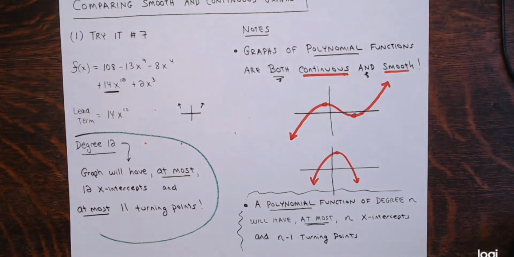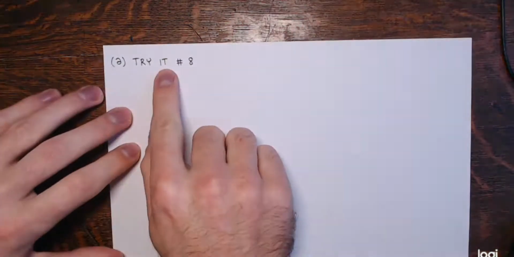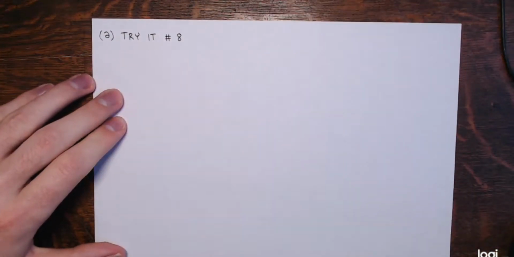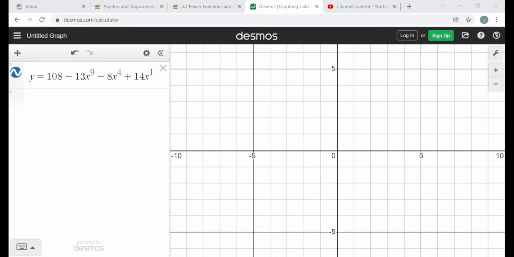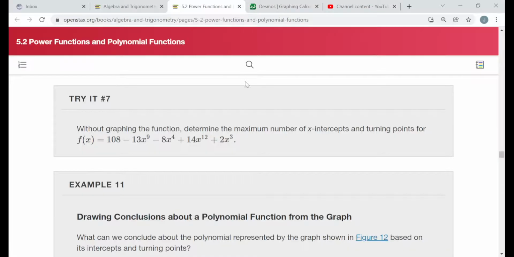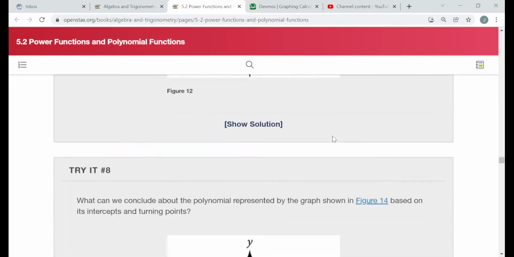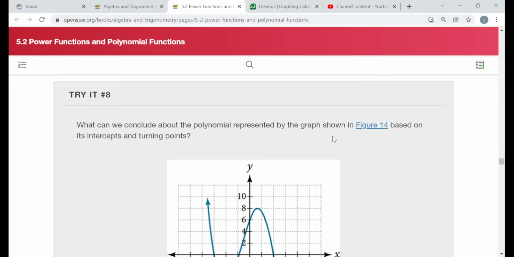All right. So next example, I want to do try it problem number 8 from the text. So going back to the text, scrolling down a bit, see try it number 8.